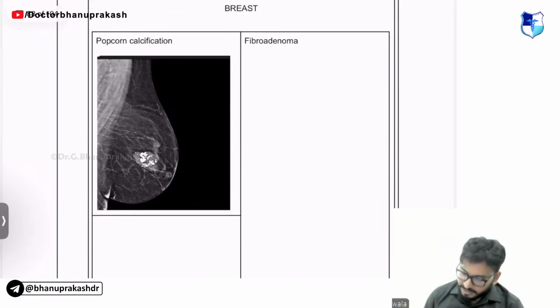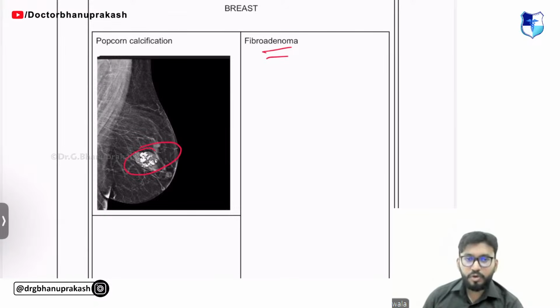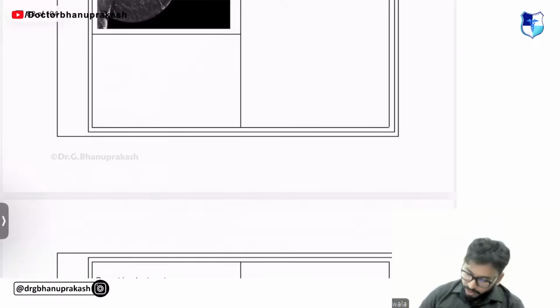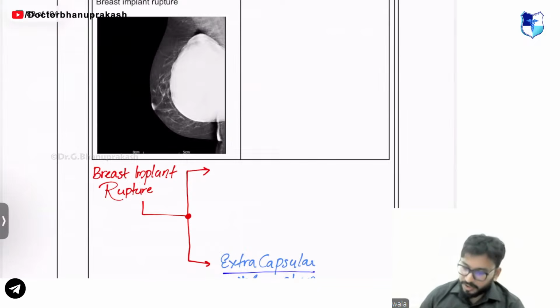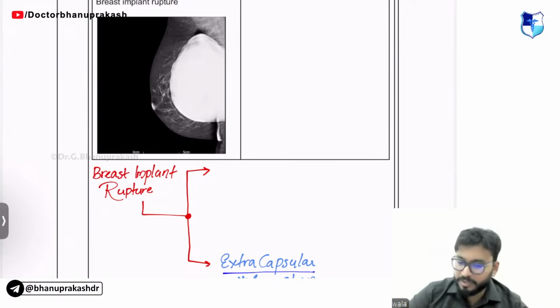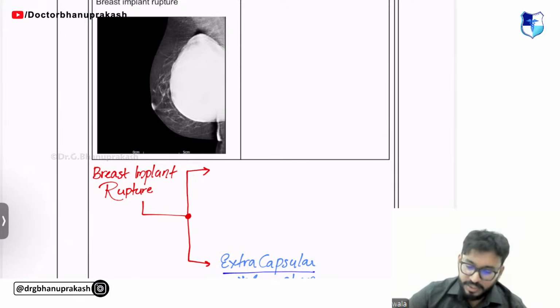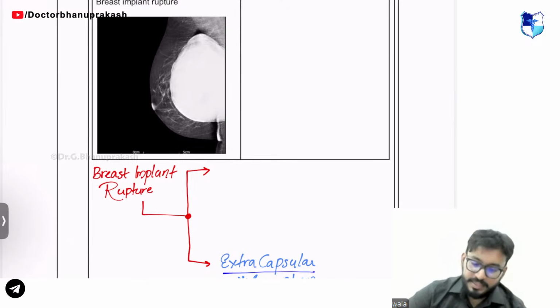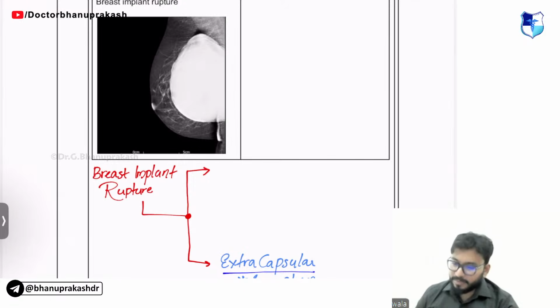Breast: popcorn calcification, fibroadenoma. We all know that. Breast implant rupture. I think you have studied this in your surgery classes also, right? So there is an intracapsular rupture and there is an extracapsular rupture, guys.